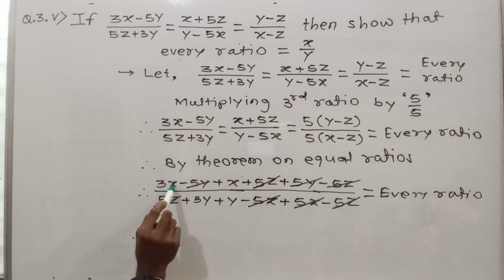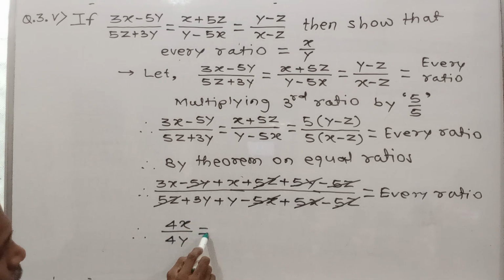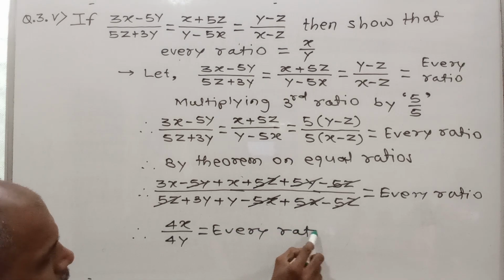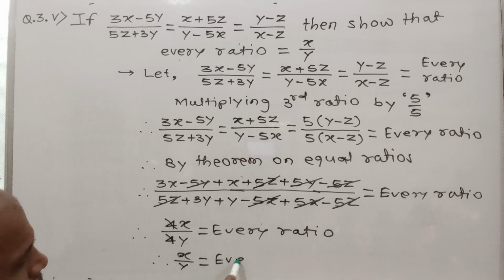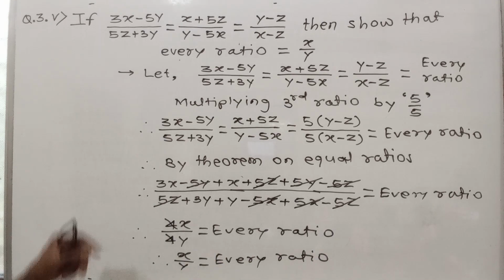Therefore 3x plus x, 4x upon 3y plus y, 4y is equal to every ratio. Did you understand? 4 cancels, x upon y is equal to every ratio. This is our answer.